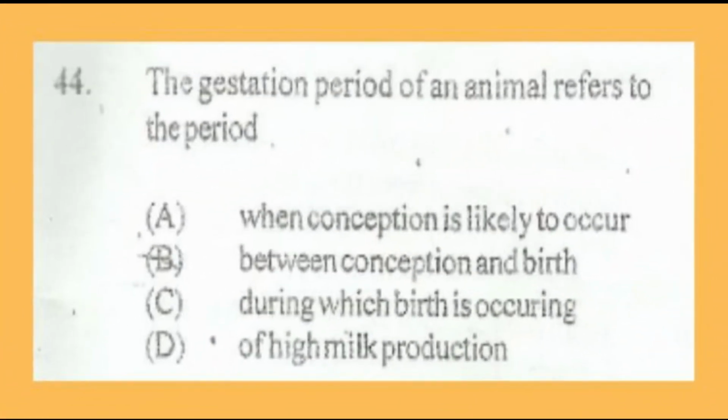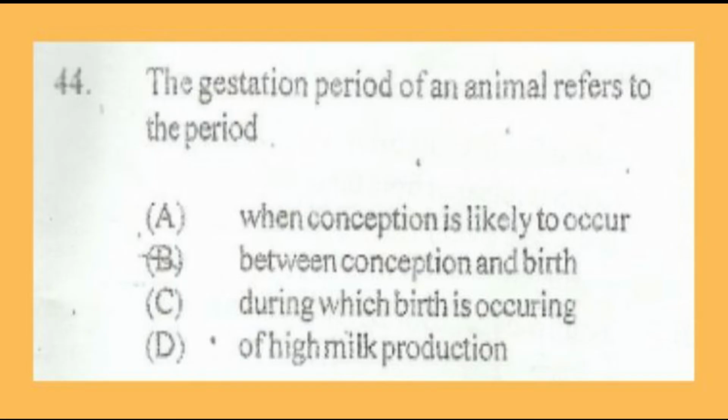Question number 44. The gestation period of an animal refers to the period A. When conception is likely to occur, B. Between conception and birth, C. During which birth is occurring, D. Of high milk production. The answer is B. Between conception and birth. Conception means when the sperm travels in the reproductive system of the female and then fertilizes an egg.